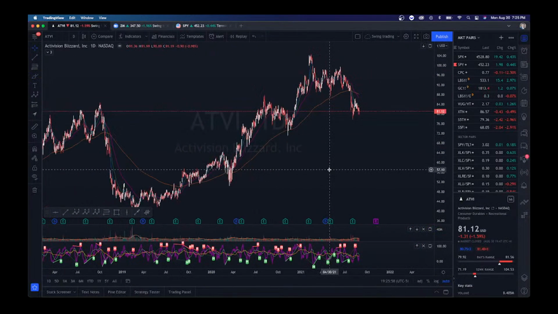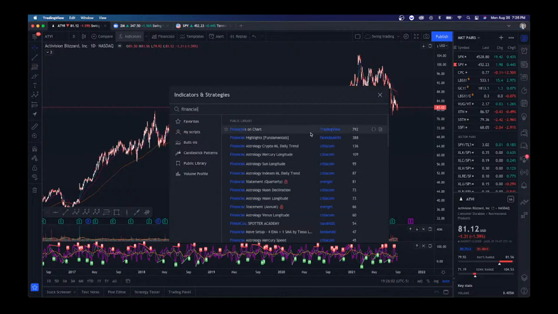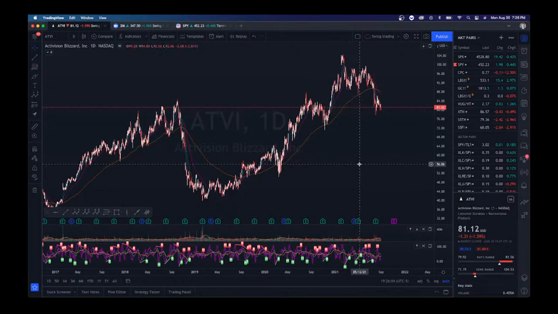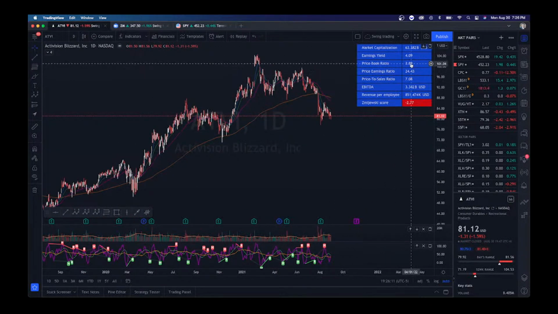So a company like Activision is a tech company. Let me see if I can get something pulled up here. Let's see, financials on the chart. I think they'll pull it up for me. It's just always interesting to see how companies like this look. So price to book 3.89, PE is about 24. It's hard to find a tech company with a PE of 24, right? That's just very, very hard. And some are actually priced on price to sales.